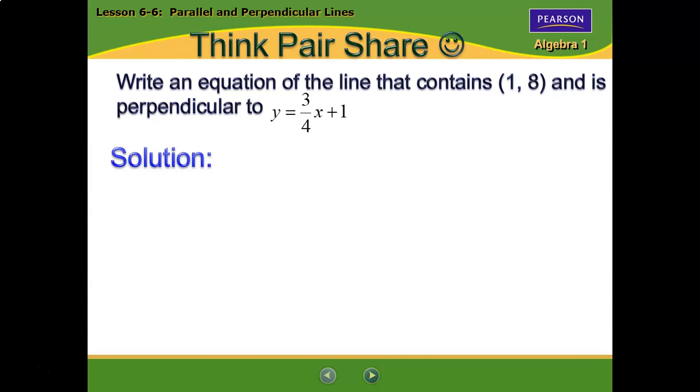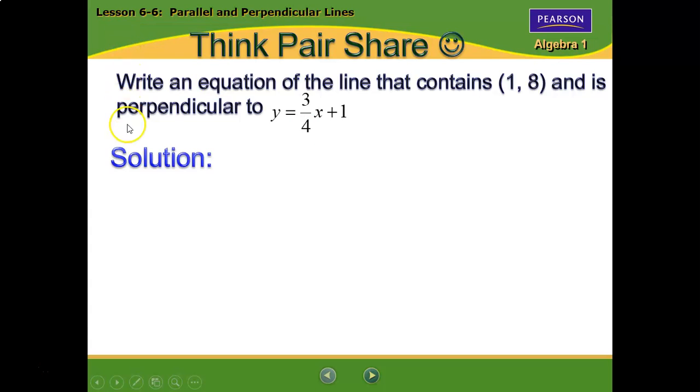All right, let's see how you did. Remember, the first step is to find the equation of the given line, or the slope of the given line. So here we have y equals 3/4 x plus 1. So the slope of this given line is 3/4. If we were going to find the equation of a line that was parallel to this line, we know that parallel lines have the same slope, so our new slope would be 3/4.